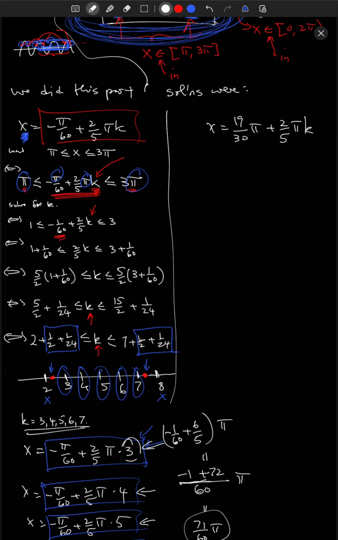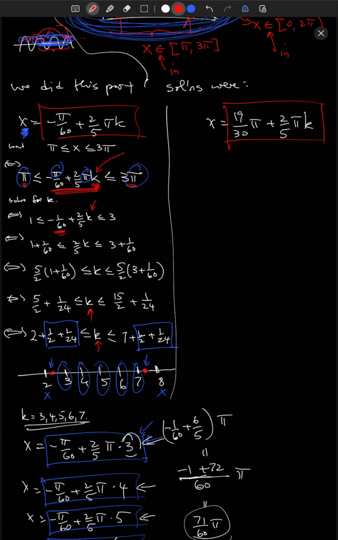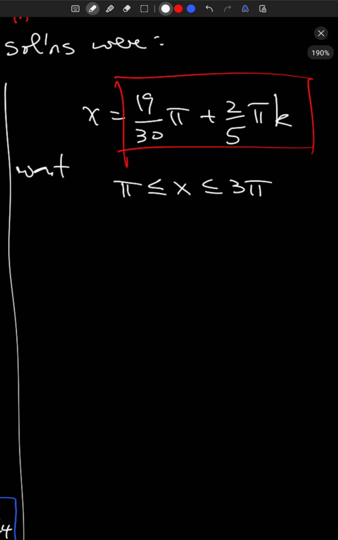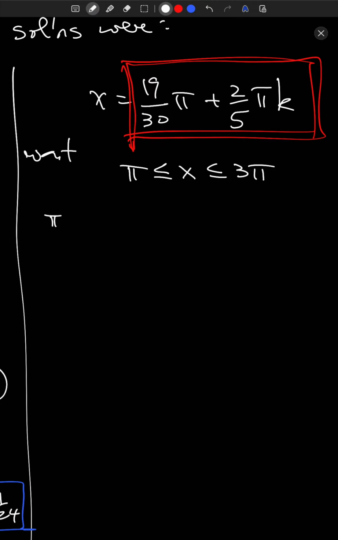Now we go to the right-hand side of the screen, because there's going to be more from this right-hand side, right? We also have these guys on the right-hand side as solutions to the full problem. But again, we don't want the full problem. We only care about x between pi and 3 pi. And we know x is this expression right there. And so we just substitute that expression in. So pi less than or equal to 19 over 30 pi plus 2/5 pi k should be less than or equal to 3 pi, right?